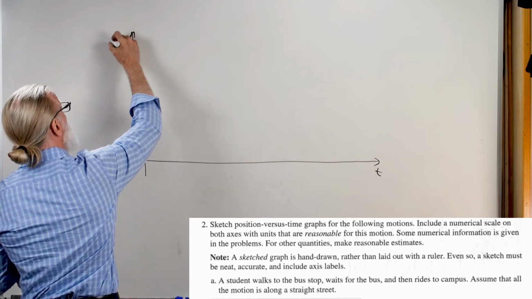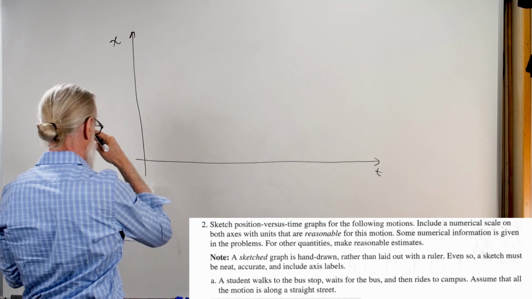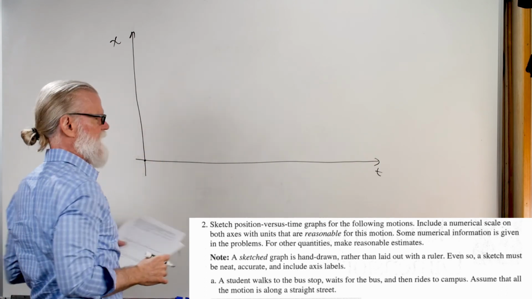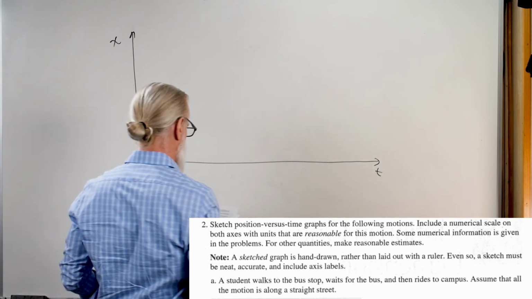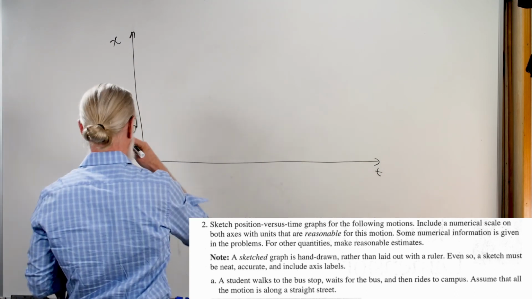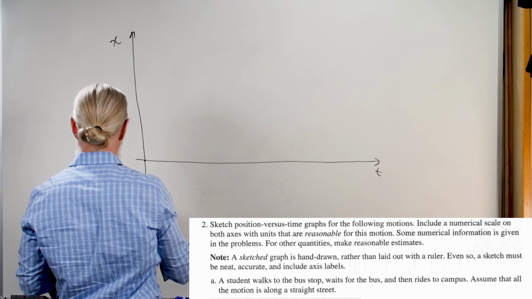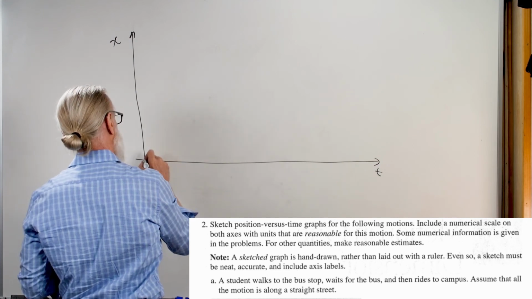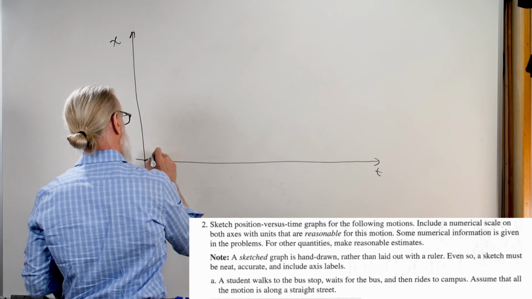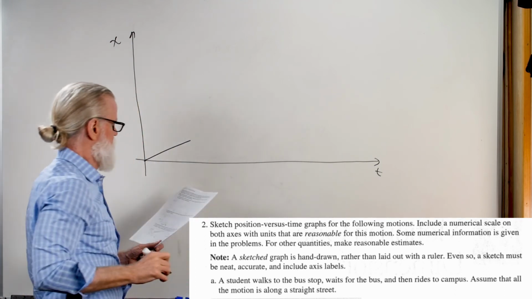Why not? All right, so it starts here. Sounds like a college student to me, riding to campus on the bus. So we're going like this, and a student walks to the bus stop. We're going to assume that he walks at a constant rate, not too fast, maybe.